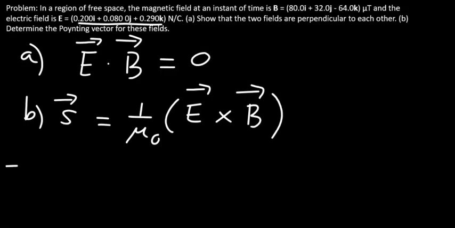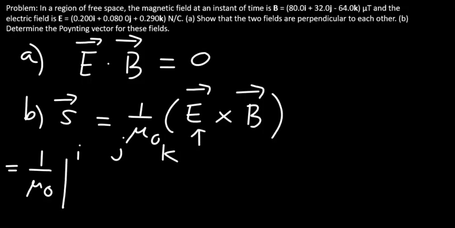So let's express this cross product in determinant form. So i, j, and k. The first row will be the components of the electric field. So the coefficient of the i hat, or the x component of this field, is 0.2. The y component is 0.08, and the z component is 0.29.